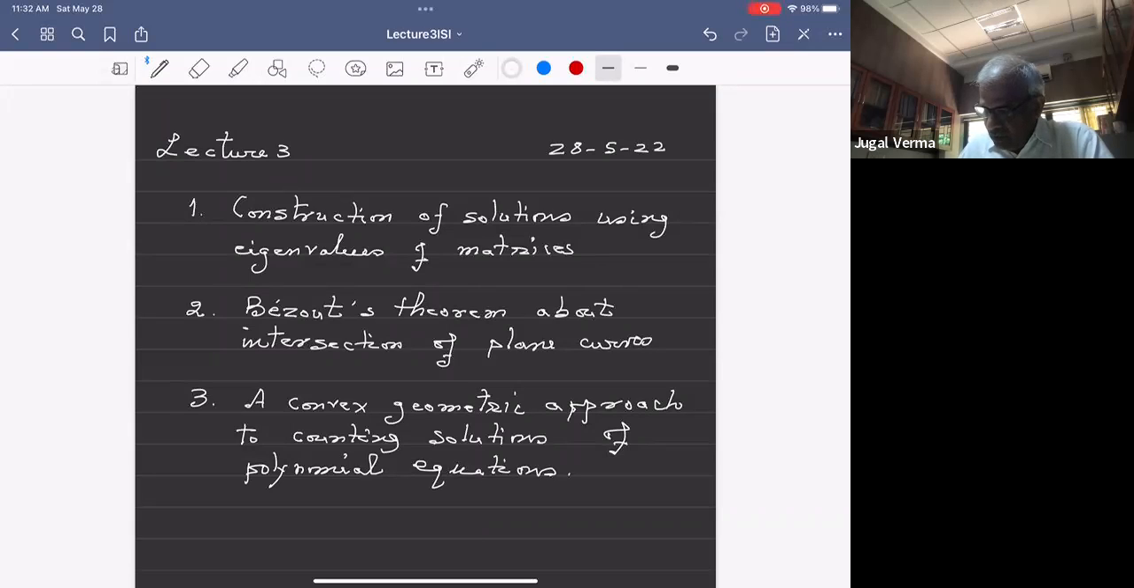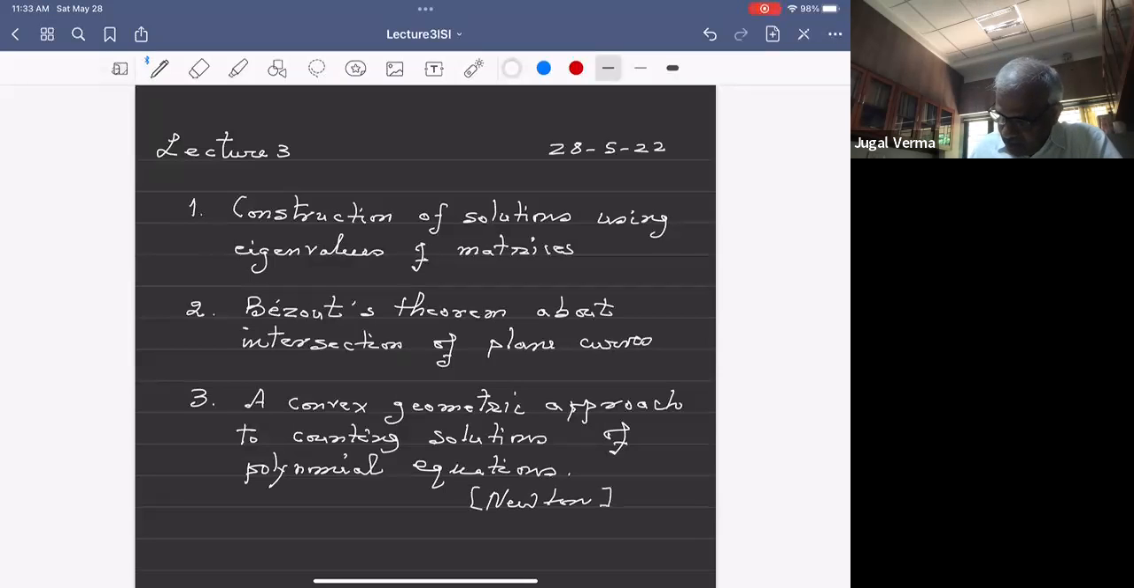If you take two curves in the plane defined by polynomial equations, very often they intersect only in finitely many points, and we want to predict the number of solutions of f equal to 0 and g equal to 0, if f and g are polynomials which define the plane curves. I will indicate, mostly without proof, another approach to counting solutions using convex geometry. This method goes back to Newton. So it will be mostly without proofs.